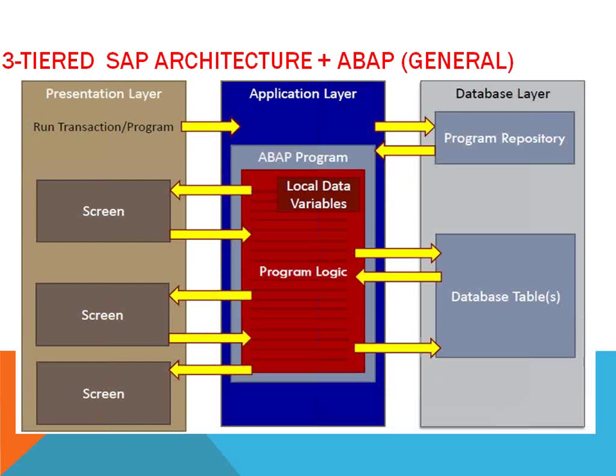And three-tiered SAP architecture plus ABAP journal. So here you can see from a screen perspective, how the back and forth of the SAP programs work based on the application layer, how the program logic works back and forth to SAP tables, to database layers, to presentation layers. So I'm just giving you details. So this is basically database layer. In database layers, we have a program repository.